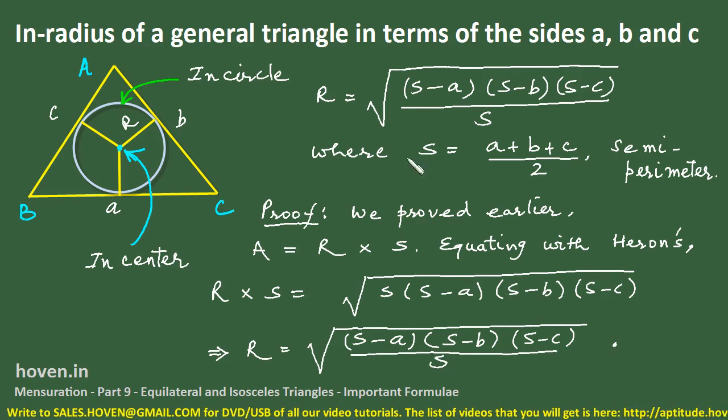You should remember this result because there are questions many times that require you to use this result for solving them. And you should also remember that area is equal to the inradius multiplied by the semi-perimeter. I have already discussed this and told you that questions have been there in the previous year's papers for this formula. Let us move to our next formula now.